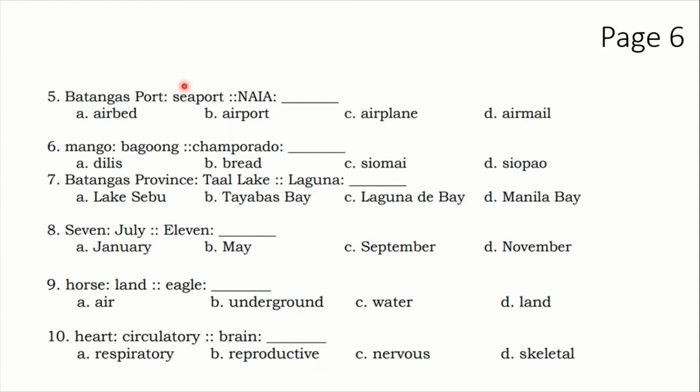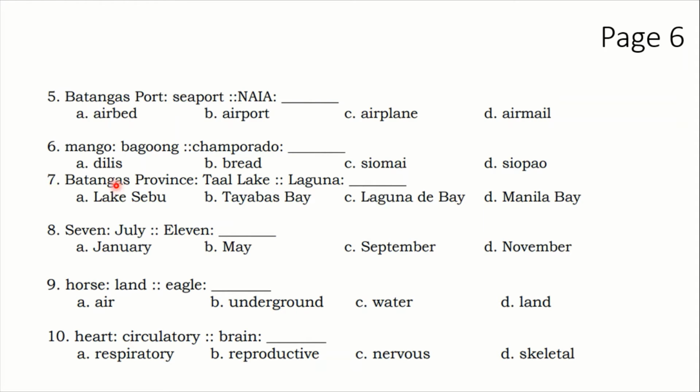Batangas port is to seaport, as Naiya is to blank. A. Airbed, B. Airport, C. Airplane, D. Airmail. Number 6. Mango is to bagoong, as champurado is to blank. A. Dilis, B. Bread, C. Siomai, D. Siopao.